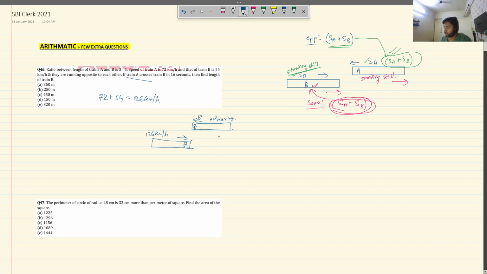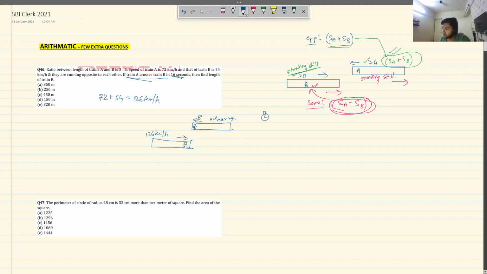If this train is not moving, it is standing in its place, and this train is going at the speed of the relative velocity, that is 126 kilometer per hour, then what does it mean that train A crosses train B? In these 16 seconds, imagine there is someone outside who has started a clock timer.